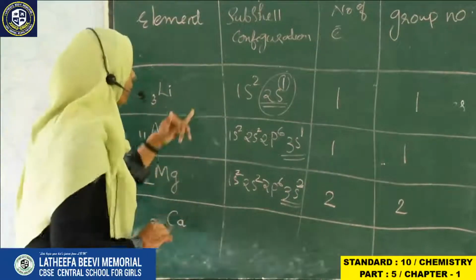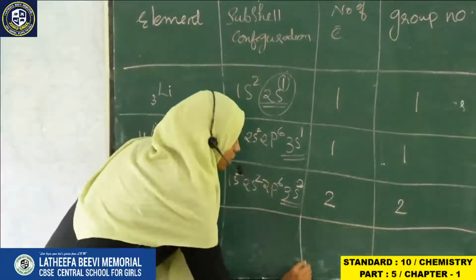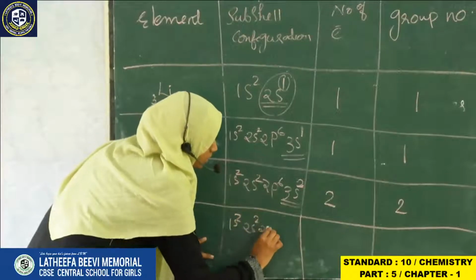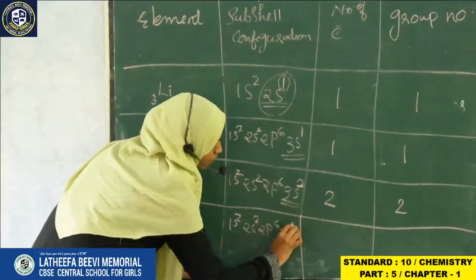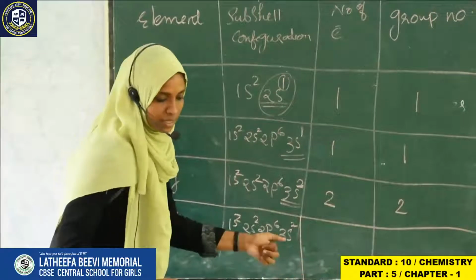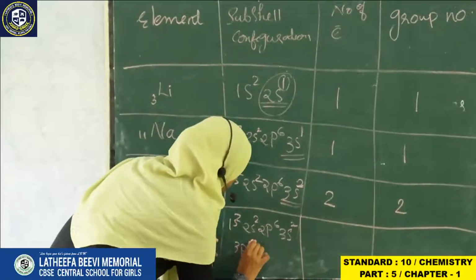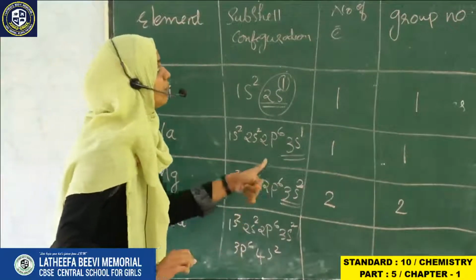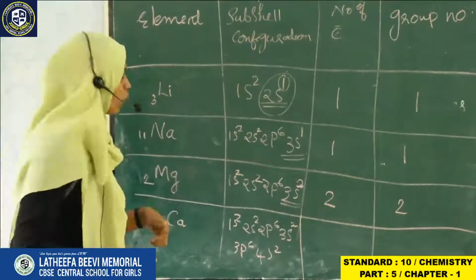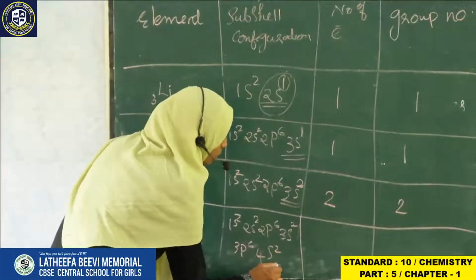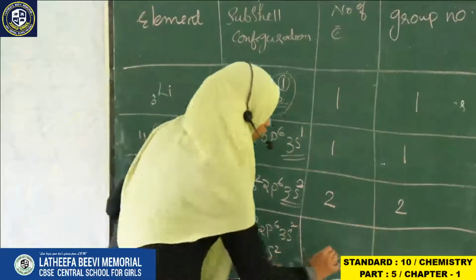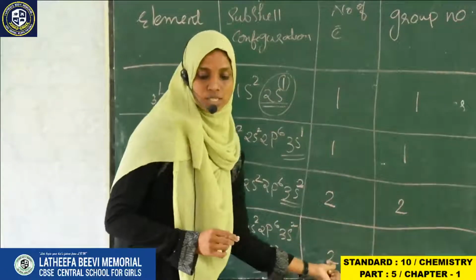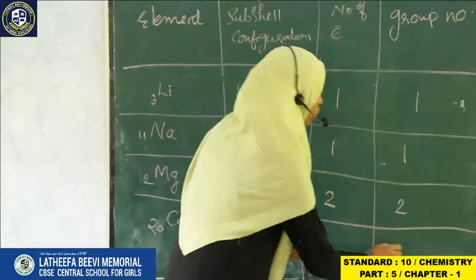So how can we write the subshell electronic configuration? 1s2, 2s2, 2p6, 3s2, then after 3s2 it is 3p6, 4s2. This is the subshell electronic configuration of calcium. The number of electrons in the outermost shell is 2, 4s2, and the group number is also 2.